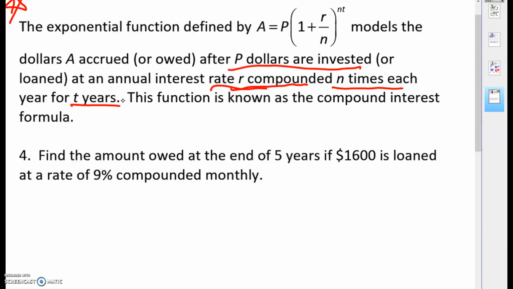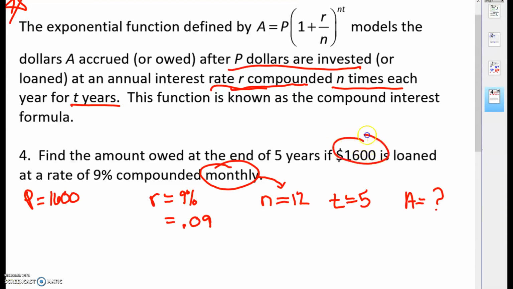So let's take a look and define our variables for this problem, and then we're going to finish it in class. The amount owed at the end of 5 years if $1,600 is loaned at a rate of 9% compounded monthly. Well, we start off with $1,600, so that's my principal. My rate is 9%, but remember we have to write it as a decimal, so my rate is 0.09. If we compound monthly, that means we're compounding 12 times in a year, for a total of 5 years.